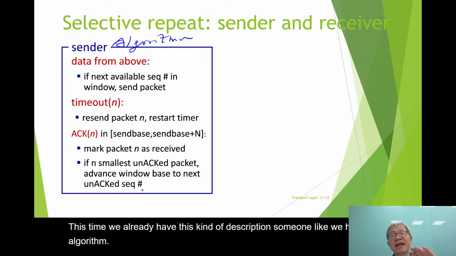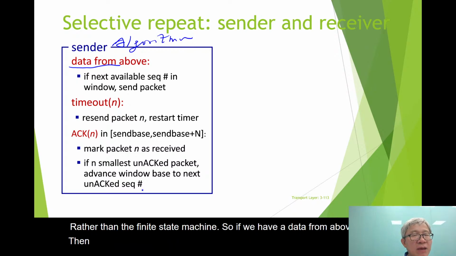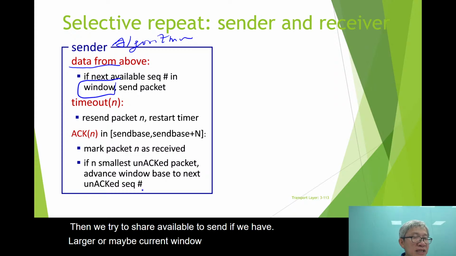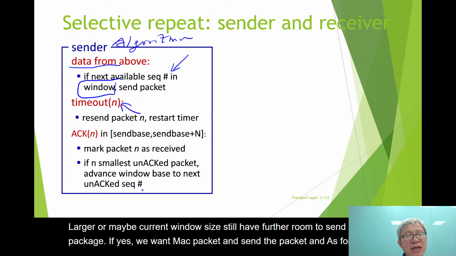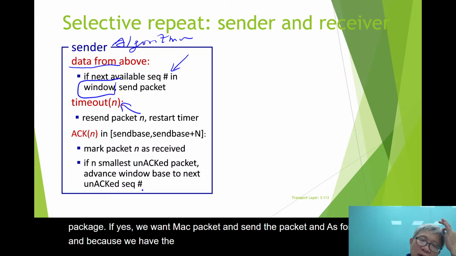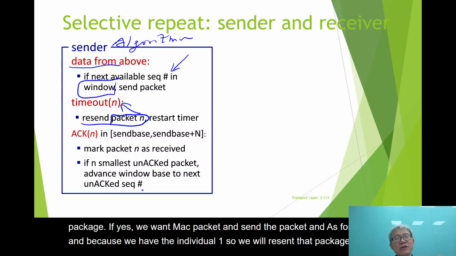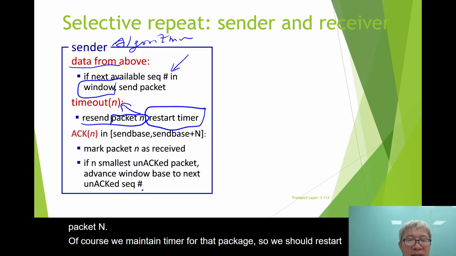Rather than the finite state machine. So if we have data from above, then we check whether it is available to send, that is, whether the current window size still has room to send the packet. If yes, we make the packet and send it. And for timeout, because we have individual timers, we resend that packet, say packet N. And of course, we maintain a timer for that packet, so we should restart the timer.